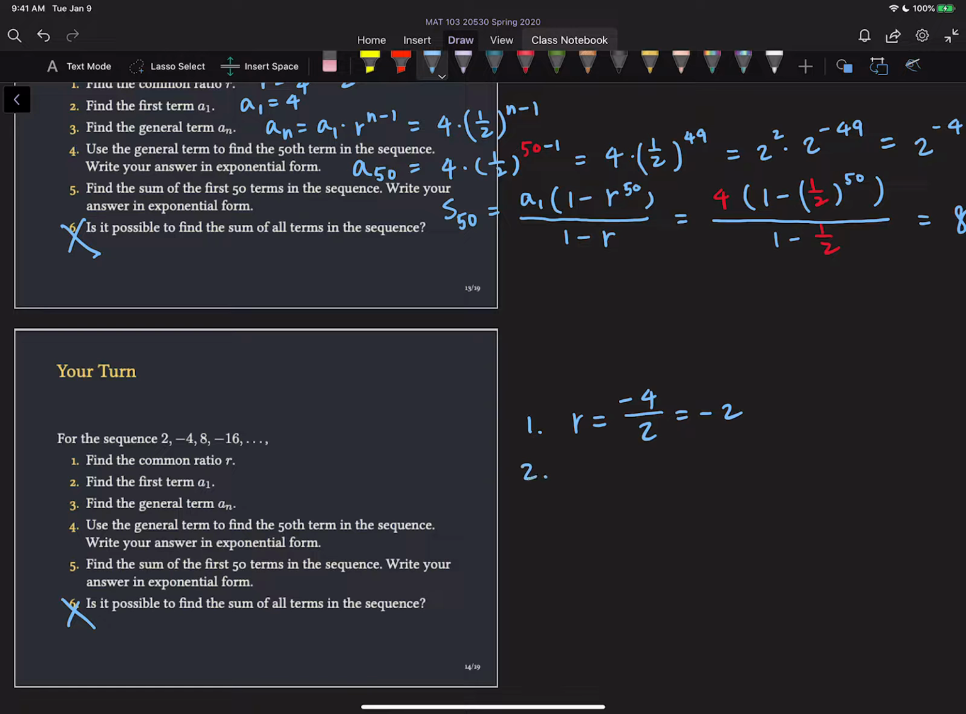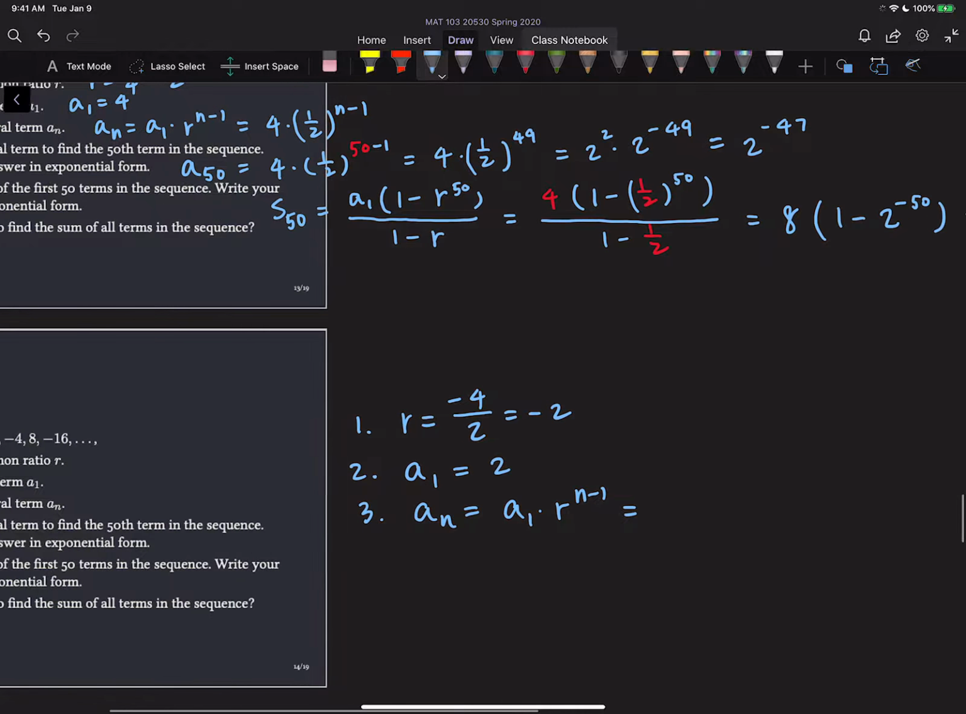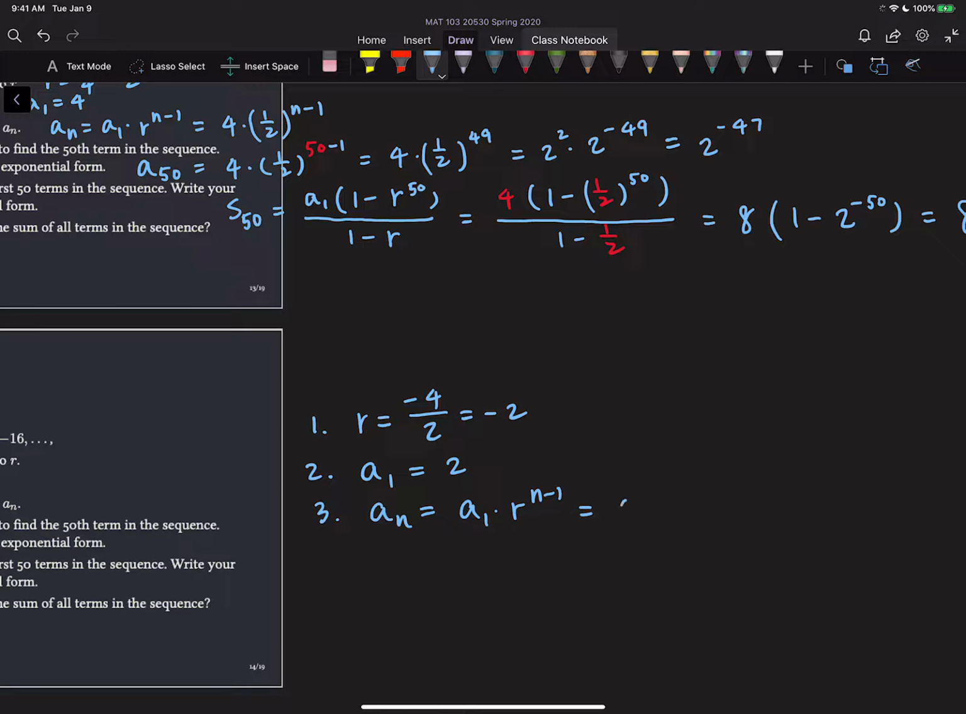Number 2, find the first term. Super easy. First term is 2. Number 3, find the general term an. So general term an for a geometric sequence is a1 times r raised to the power of n minus 1. Let's plug it in. a1 is 2 times r, which is negative 2, raised to the power of n minus 1. So I'm just going to keep it like this for my general term.